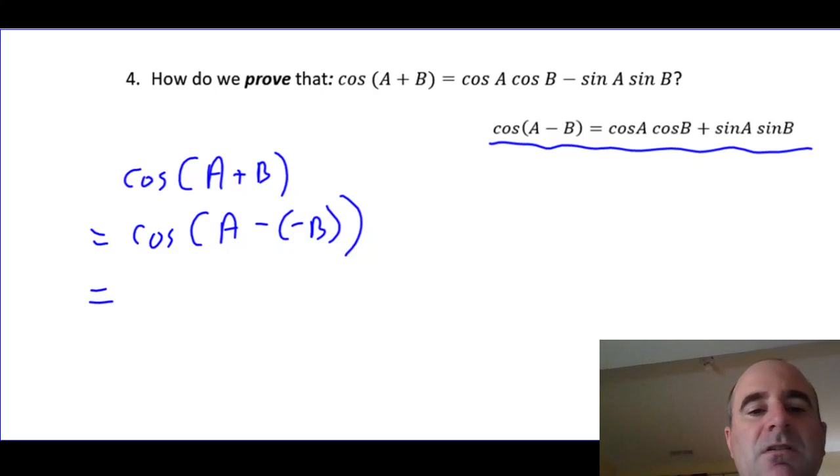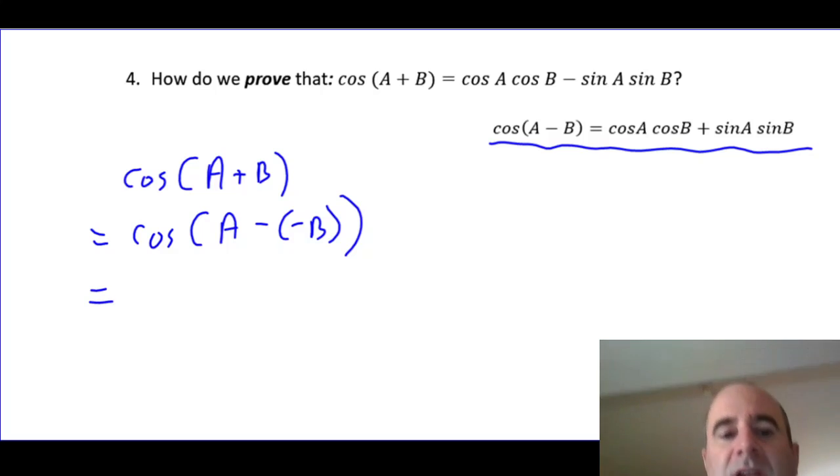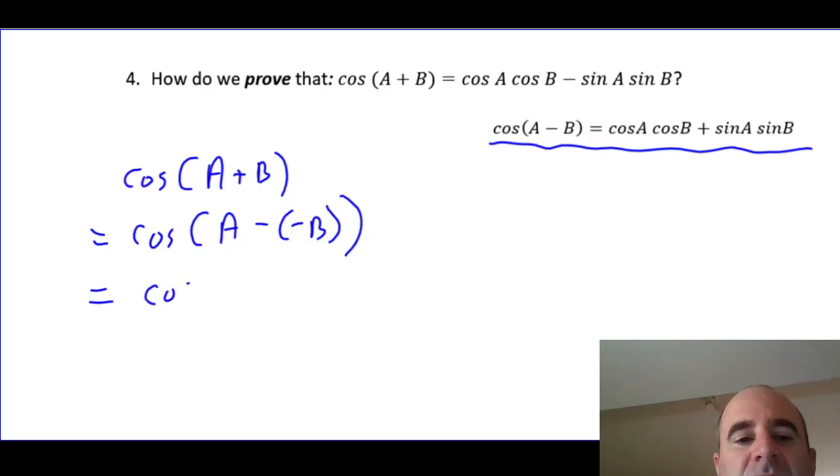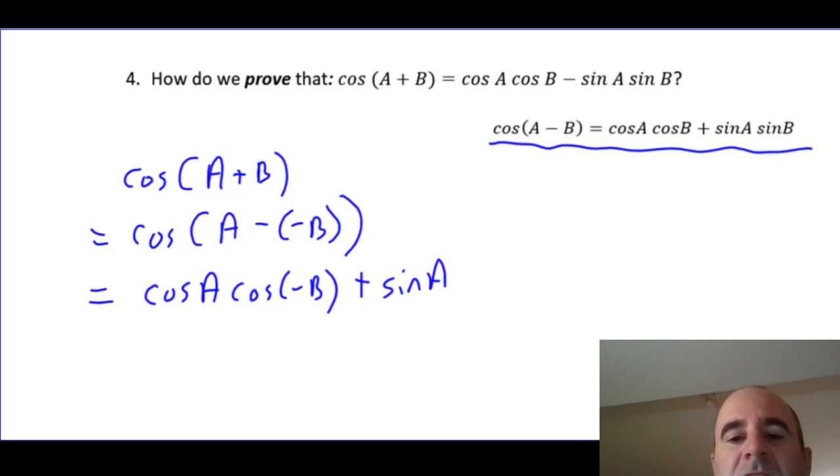And we can say, okay, the cosine of A take away negative B will be the cosine of A times the cosine of negative B plus the sine of A times the sine of negative B. Something like that.